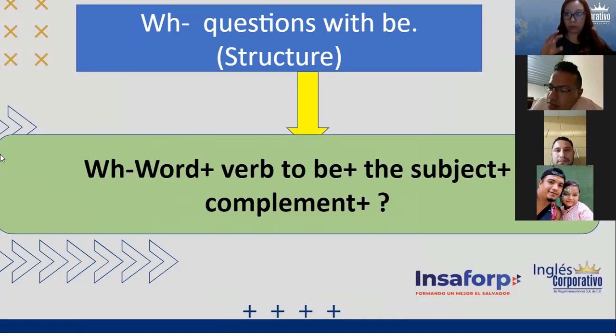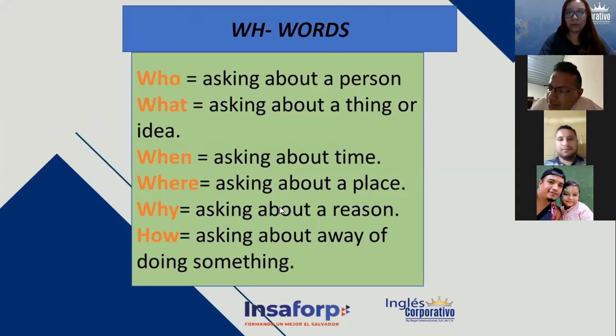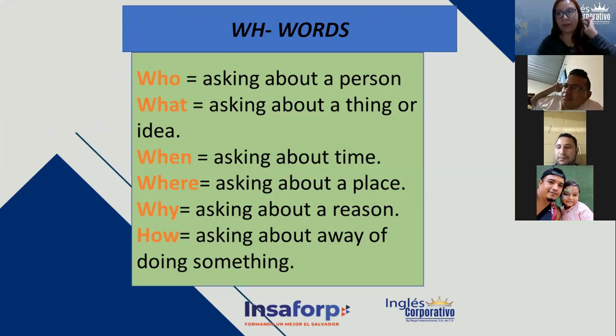Okay, WH. Cualquiera de las preguntas que vamos a ver a continuación puede ir antes del verbo to be. Va a depender de qué quiero saber yo. ¿Cuál es el chambre que me interesa, right? So, we have these ones. Estas no son todas las preguntas de información que hay, no son todas las WH questions. Pero son las más comunes, ¿ok?